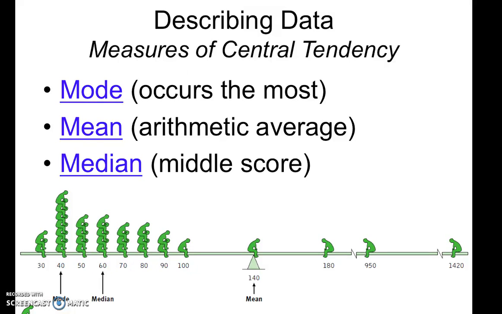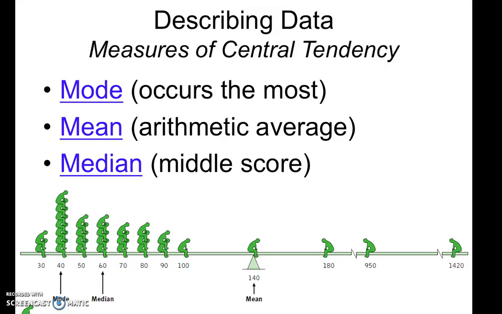Okay, so here is an example. So here you have a bunch of scores, right? Income per family in thousands of dollars. In this case, the mode, that score, 40, occurs the most times. And the mean is the 140, right? The average. And the median is the middle score.